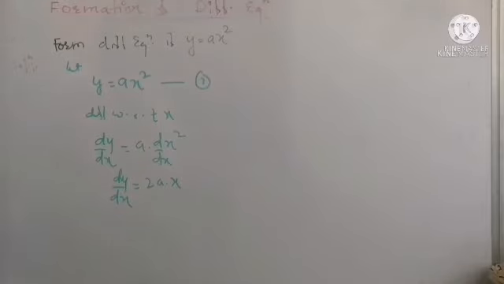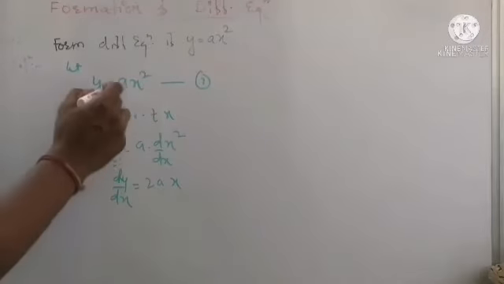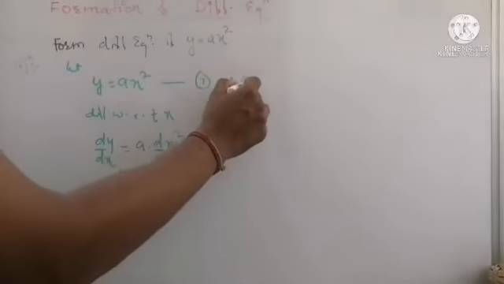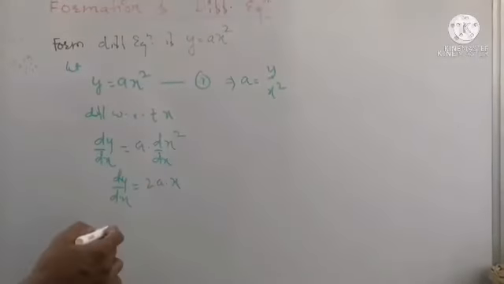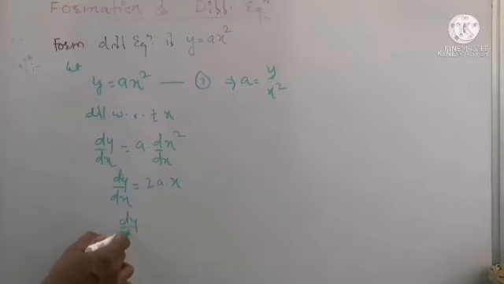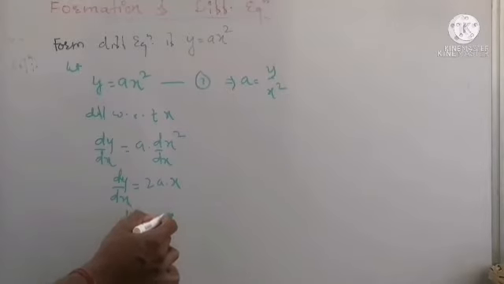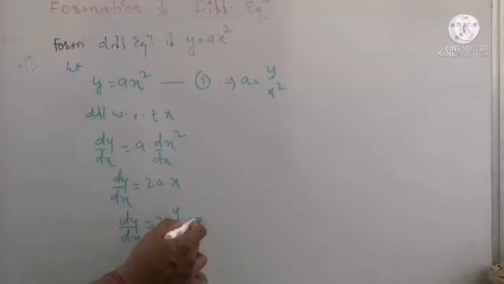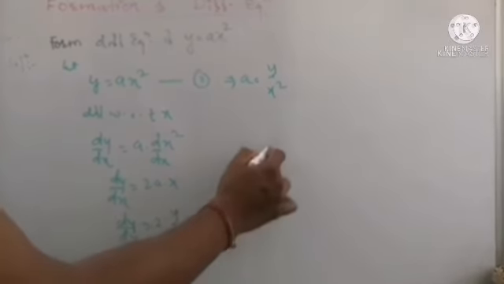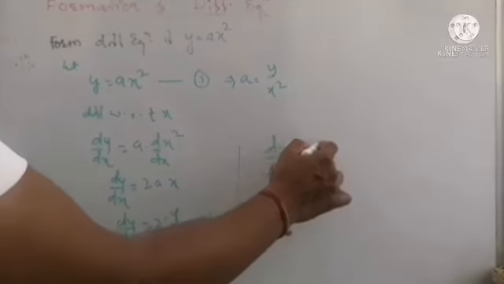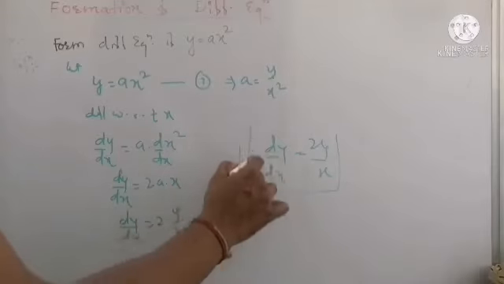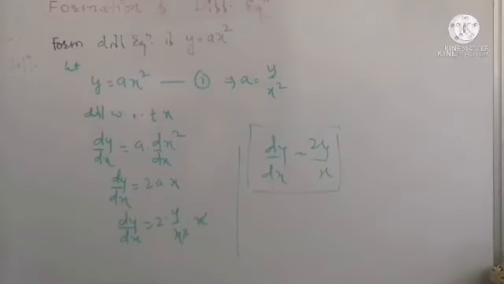So as we observe from equation 1, a is equal to, as x square is taken to the denominator on the left hand side, y divided by x square. So using the value of a in this equation, we get dy by dx is equal to 2 into a, where a has the value y divided by x square, into x. Simplifying this, as x cancels with the square, we get dy by dx is equal to 2y divided by x. And this is the required differential equation of order 1, which is free of arbitrary constants.